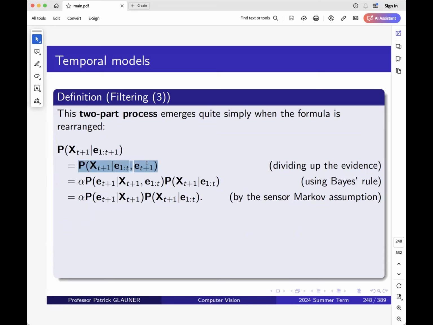And now we're actually applying Bayes' rule to this. And you can try this out on your own, but you will come to something like this. It's a little bit more complex because the evidence is broken up. But with Bayes' rule, we're now getting to something like this: P of the new evidence given the new state and the old evidence, times the probability distribution of the new state given all the old evidence. So this looks a bit more complex, but you can derive this with Bayes' rule.